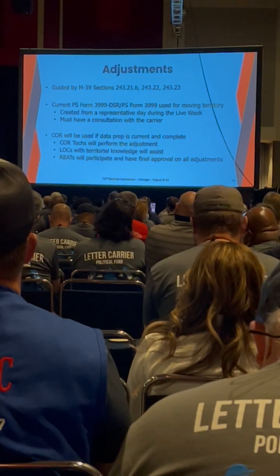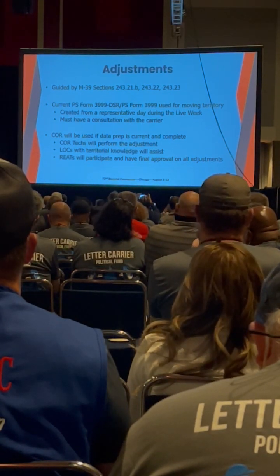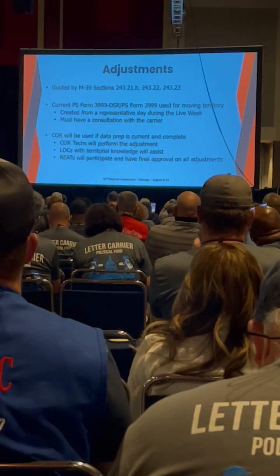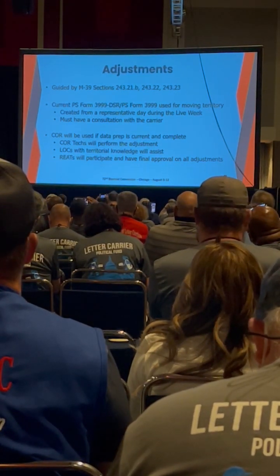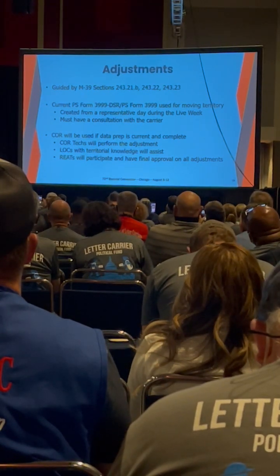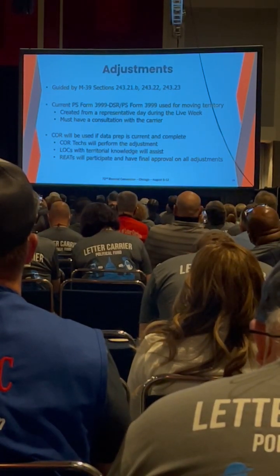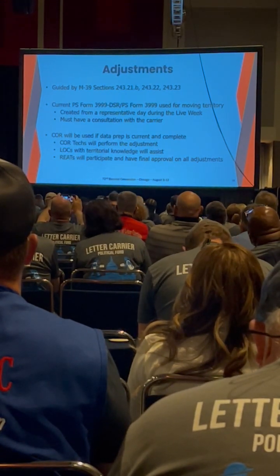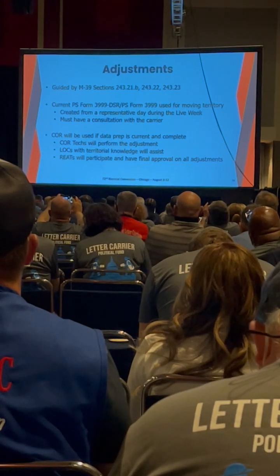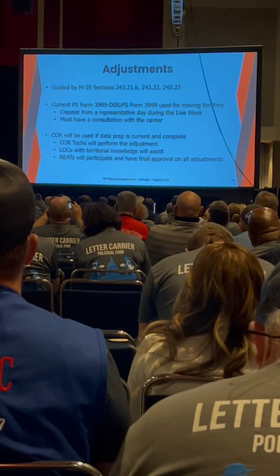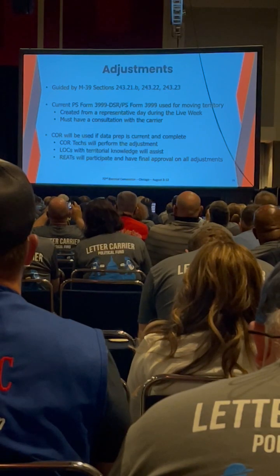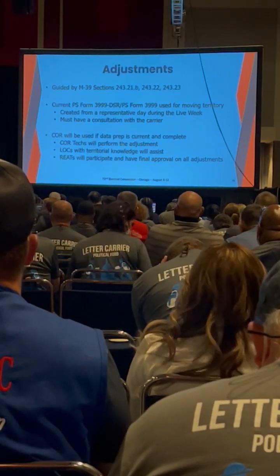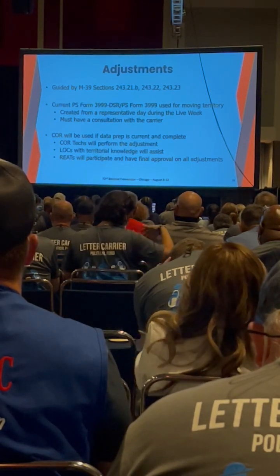So the adjustment process. The adjustment process is no different than anything that we've done in previous RAPs. It's guided by the M39, section 243. So the current PS Form 3999 is going to be used for moving territory. These are the 3999s that are done after consultation with the carrier from that live week. We want to make sure that we have a consultation. We are not going to use any 3999 in this process without consulting with that carrier first and making the necessary edits to make sure that that 3999 is accurate before it goes into core for adjustment.